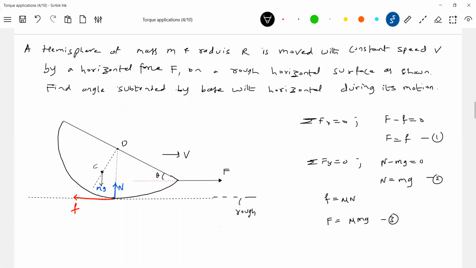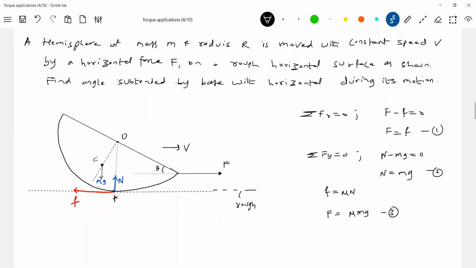I am making it clear, you can take torque about any point, but always pick a point where the calculations will become very easy for you. Let me go about A. Net torque about A must be 0. Then let's set up the torque by mg. Do we know the distance OC? If this is theta, this should be theta. And OB, I'll call this point P. Look at the triangle you have. So OP should be r sine theta.